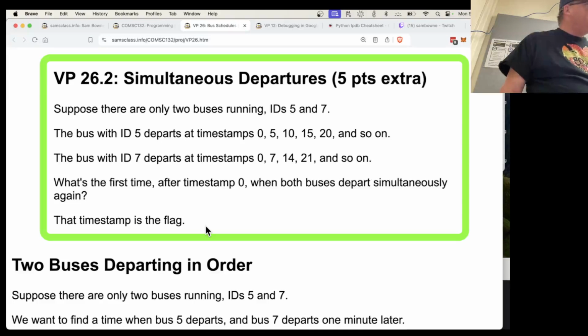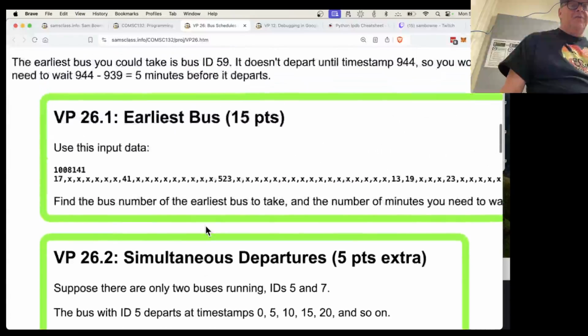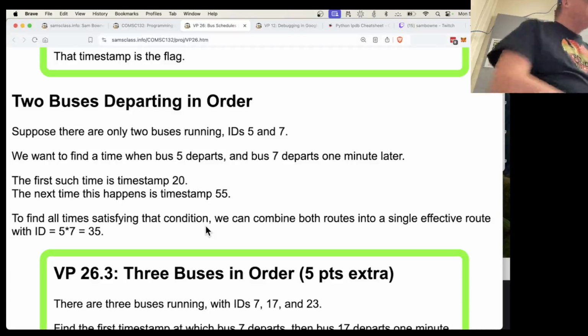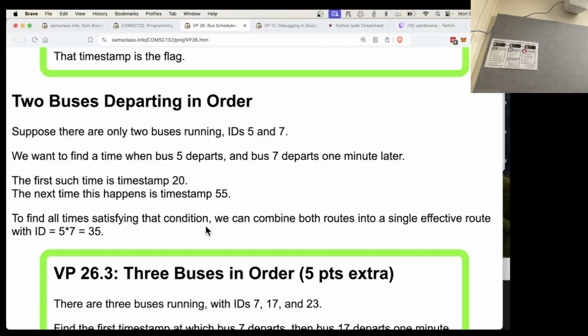And the trick here is you can combine routes. So if you have 2 buses, that'll come in the next one. So here, after you do that, that one's pretty easy. That's just modular arithmetic to solve that one, really. But the next one is more interesting. You want to find a time when bus 5 departs and bus 7 departs 1 minute later. The first such time is going to be at timestamp 20. The next time it happens is at timestamp 55.